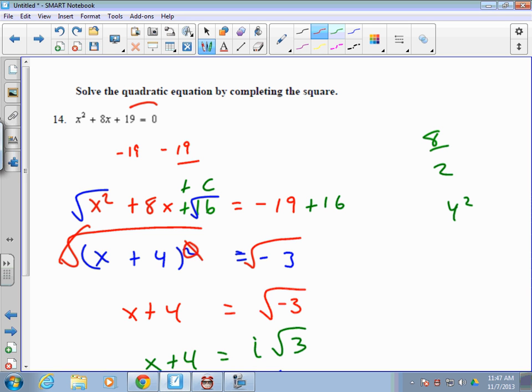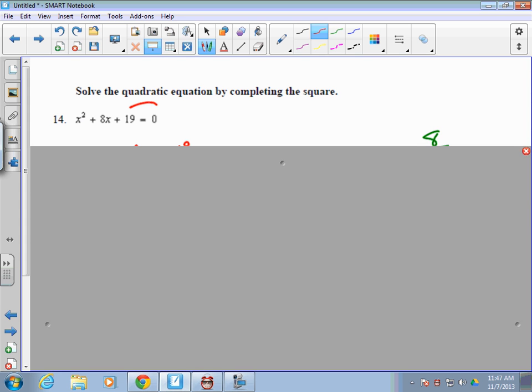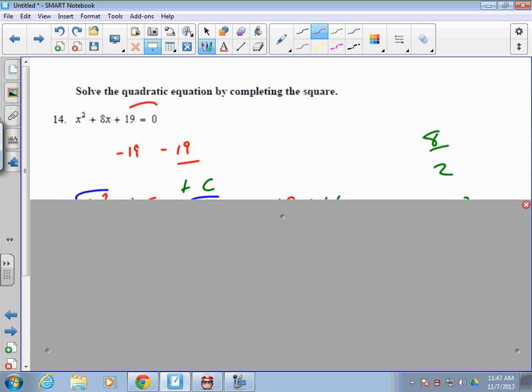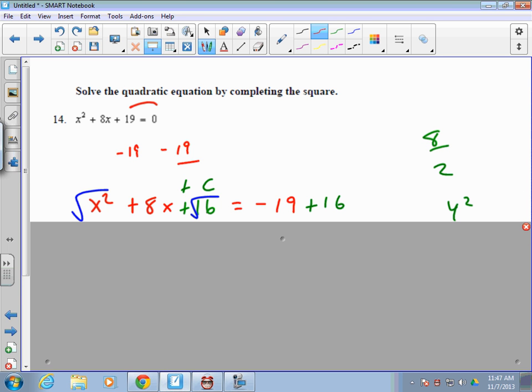Okay, for number 14, we already worked it out. x squared plus 8x. You can talk through each step. Plus 8x. This is not a perfect trinomial. x squared plus 8x plus 19. So you have to undo that plus 19 by subtracting it. So you're left with x squared plus 8x.